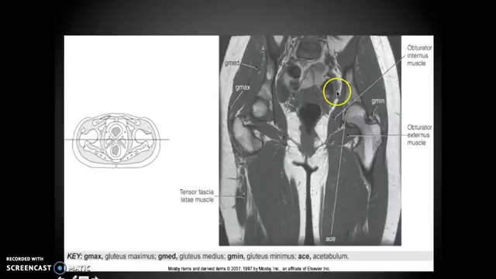So here's a coronal MRI T1. We have obturator internus and externus. So obturator internus is on the inside, externus is heading to the outside of the body. That's how I remember it. So here's your gluteus minimus, and then the medius and the maximus. So you can see over here, this is the minimus, medius, and then your maximus on a coronal.